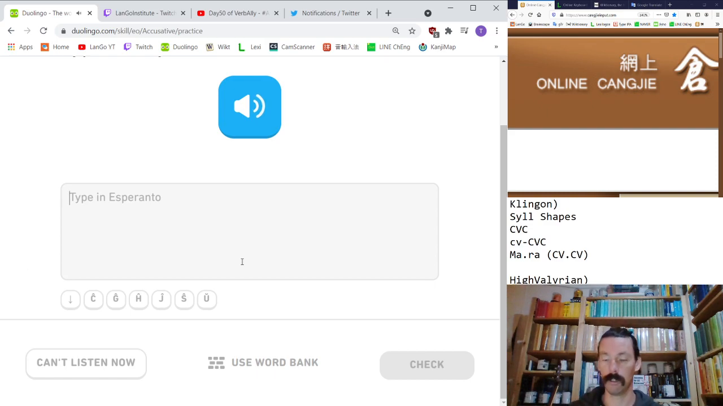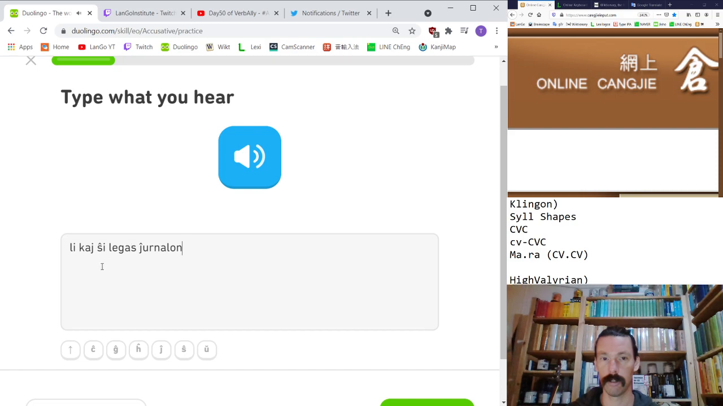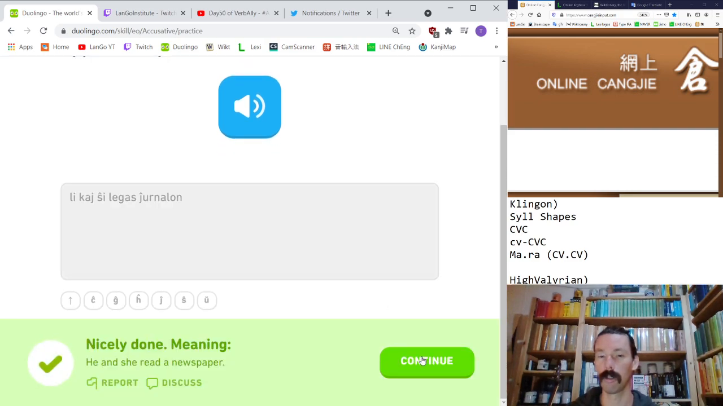Li kaj ŝi legas ĵurnalon. Li kaj ŝi. Not that one. Legas ĵurnalon. Li kaj ŝi legas ĵurnalon. I think it's he and she conjoined. Legas, read, present. Object form, newspaper. Ĵurnalon. He and she read a newspaper.